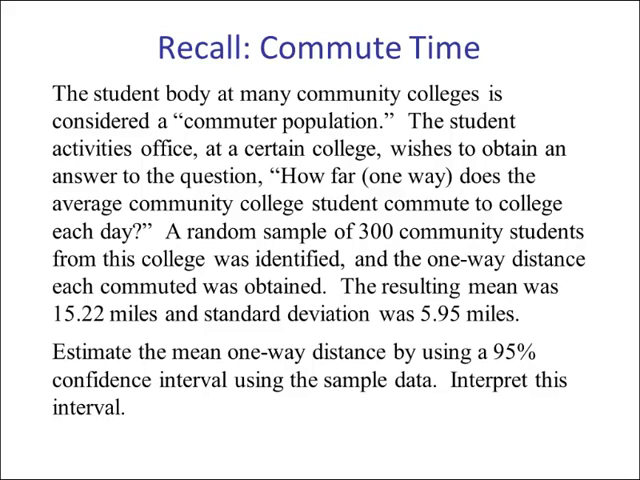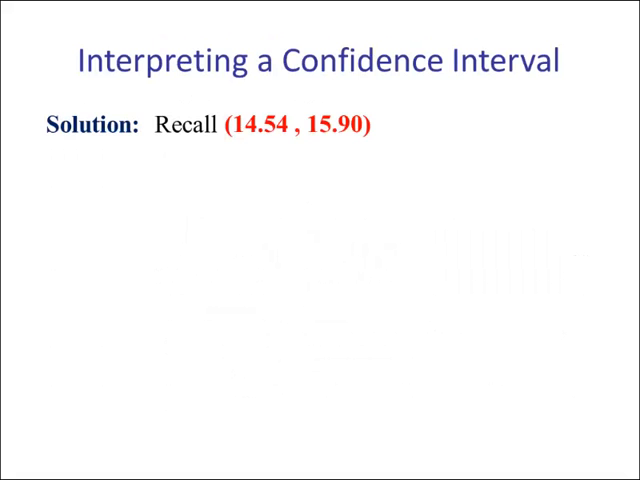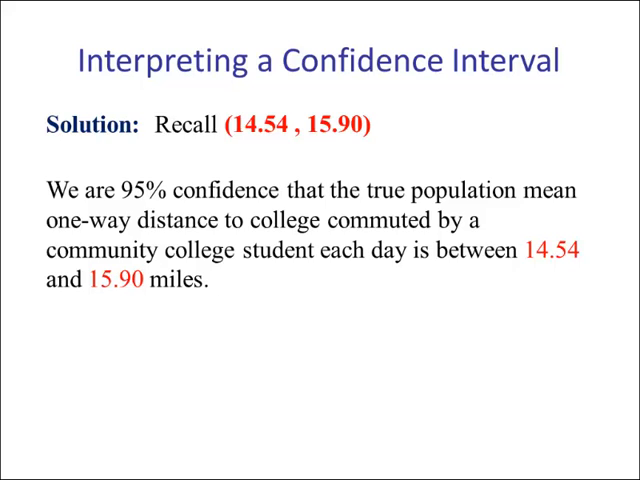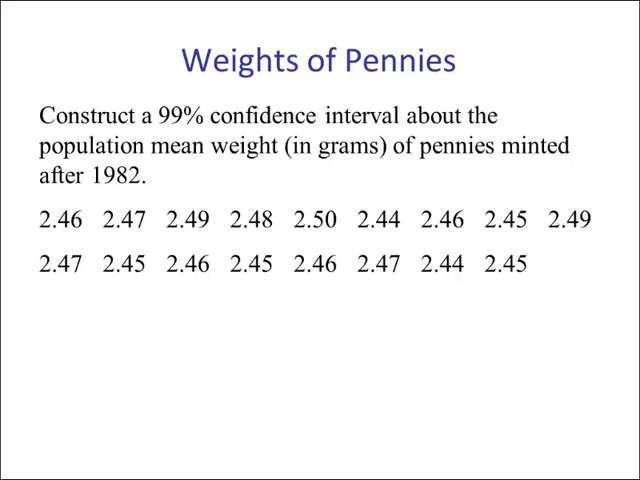If you recall the commute time example: how far one way does the average community college student commute to the college each day for this certain college? From the sample of 300, x bar was 15.22 and s was 5.95. We want to interpret this interval with a confidence level of 95%. If you recall, this was the confidence interval. To interpret this, we would say we are 95% confident that the true population mean one-way distance to college commuted by a community college student each day is between 14.54 and 15.9 miles.